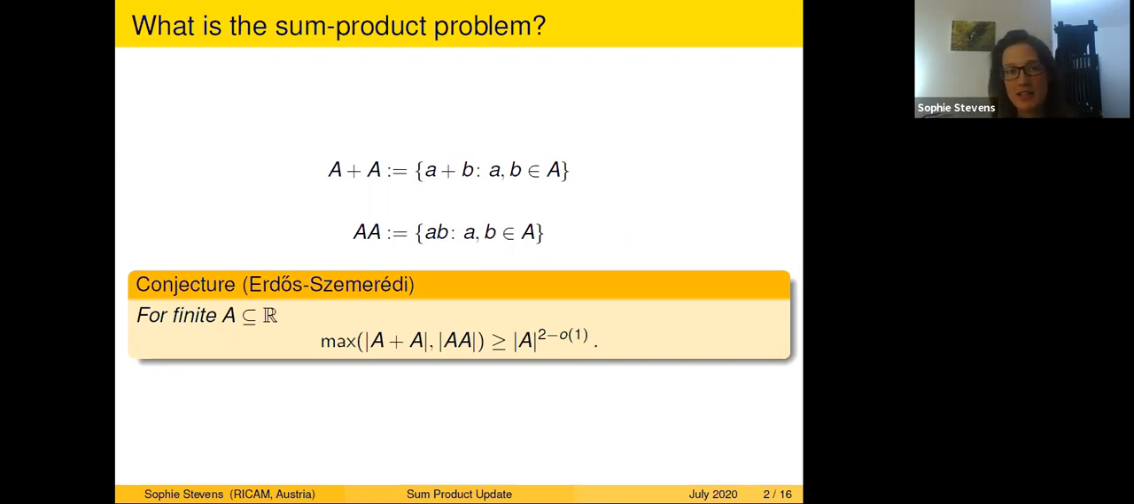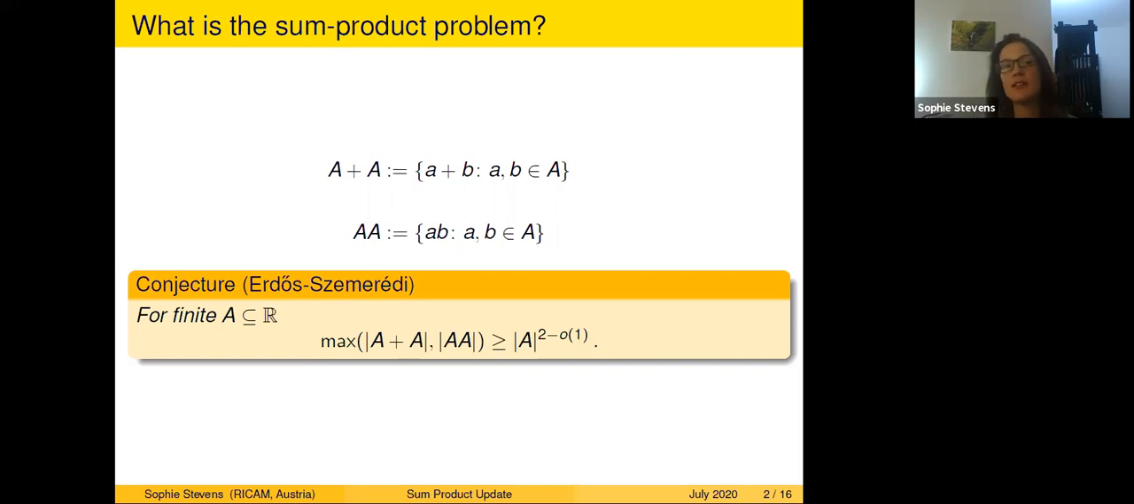From your favourite set of numbers, now I'd like you to consider all pairwise sums that you can make from these numbers. And you're going to create an associated set, the sum set. I'll write the sum set as A plus A, and you can play exactly the same game with products. So you can create the product set. Again, I'll write it AA, which is the set of all pairwise products, AB, where they're elements in your set.